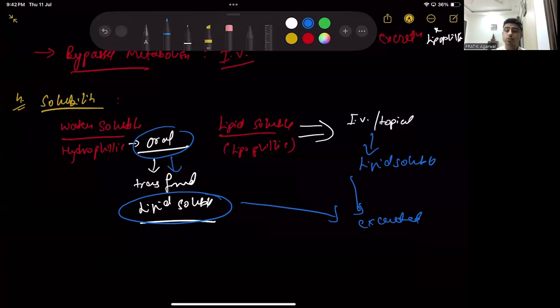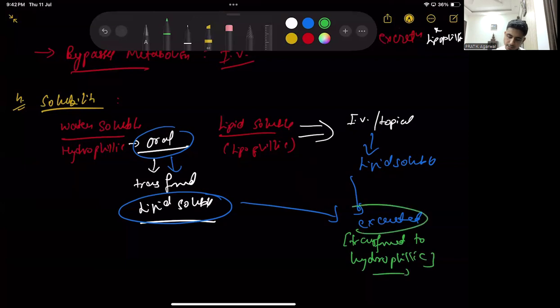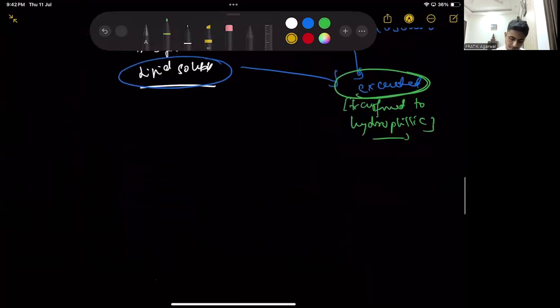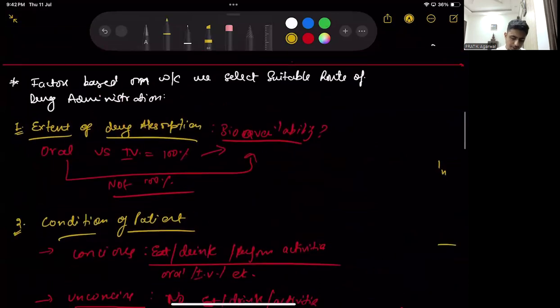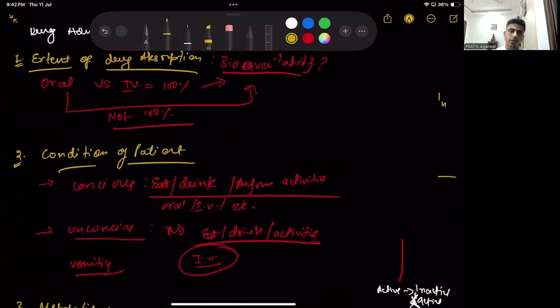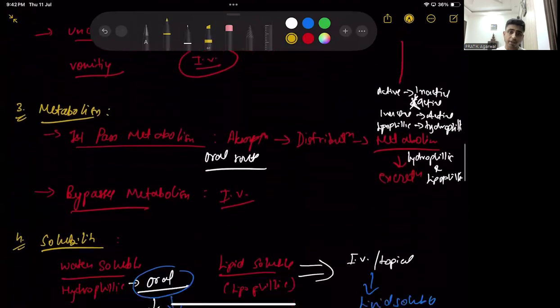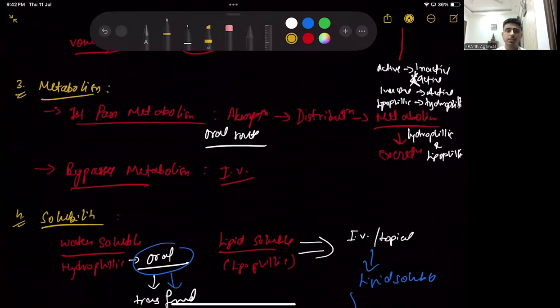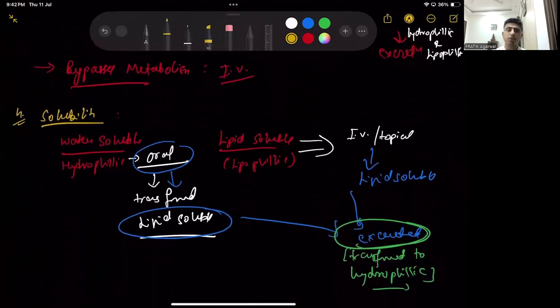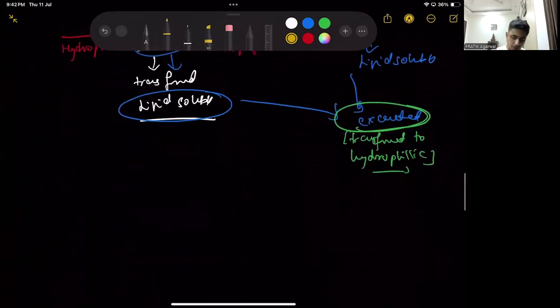Hydrophilic drugs are able to be excreted very well as compared to lipid soluble ones. So, the drugs are again transformed to hydrophilic so that they can be excreted. Right? So till now, we know that the route depends on bioavailability, how much we need the drug to be absorbed, the condition of the patient as well, whether conscious, unconscious, or vomiting, and metabolism, whether we need first pass metabolism or bypass metabolism, which depends also on hydrophilicity or lipophilicity of the drug.